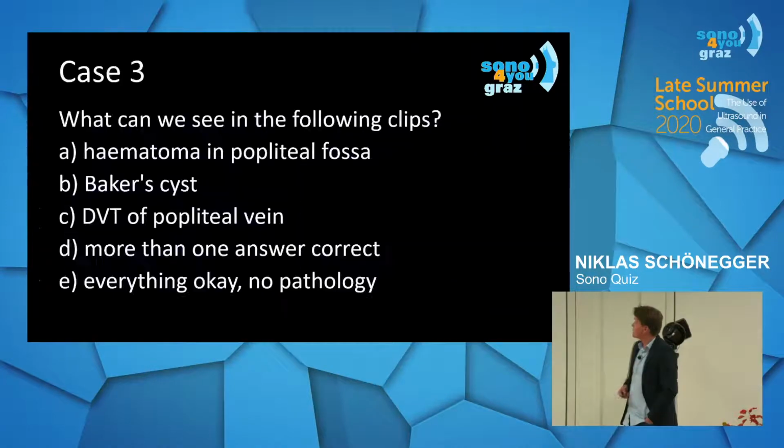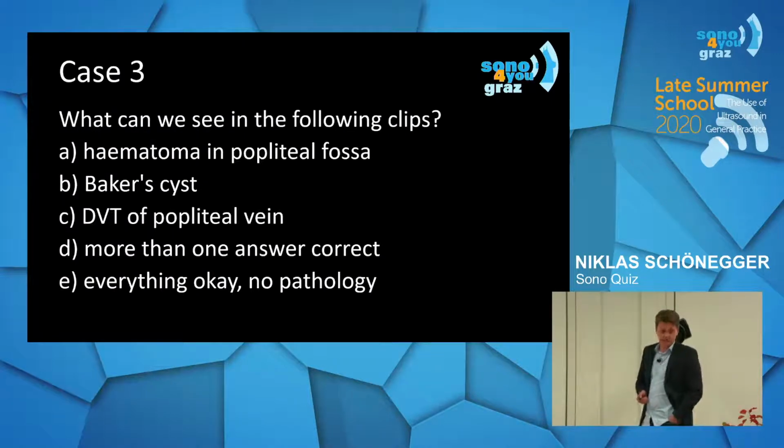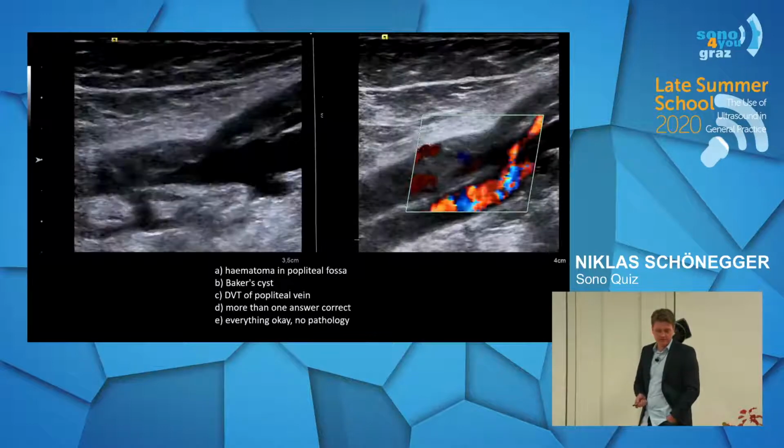And again, I want to know from you, what do you think this might be? Is this a hematoma? Is this a Baker cyst? Is this a deep vein thrombosis? Is more than one answer correct? Or do you think everything is okay, she can go home, no problem?